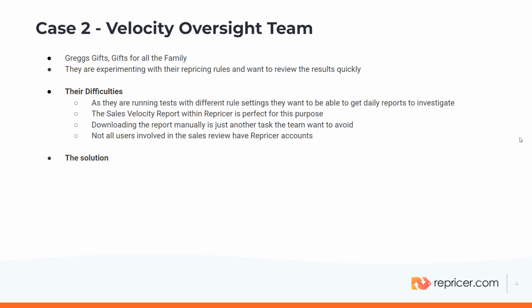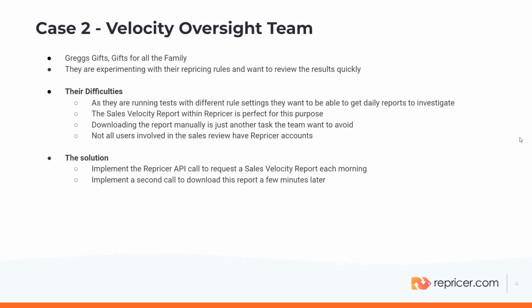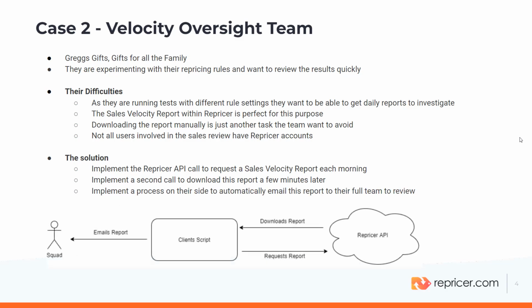The solution would be to implement the Repricer API. What this would do is make a call each day to request a sales velocity report, then a second call to download it a few minutes later. Then, when they have the file on their side, they can implement a small script that will automatically email that file to each member of their team. So in this example, the company is able to improve their reporting processes and save their agents time.